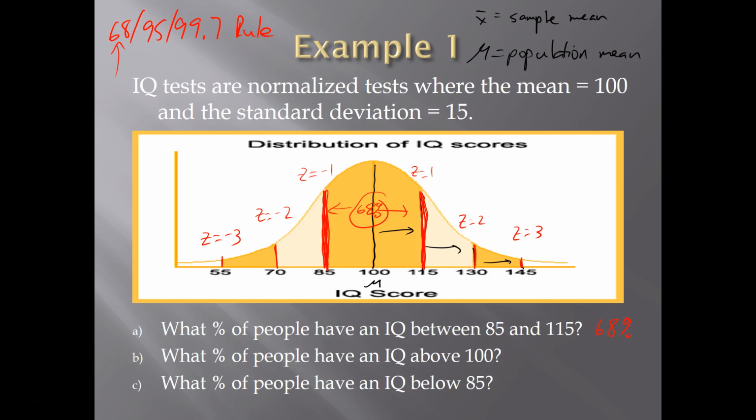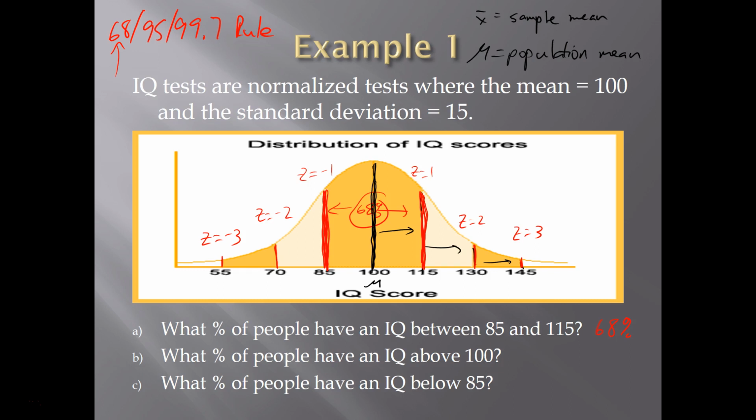All right, let's look at part B. What percent of people have an IQ above 100? Now, you might be tempted to actually put in those percentages, but there's a much easier way. Remember, this is the median. That 100 going right down the middle, this IQ score, 100, is the population mean mu. But remember, in a normal distribution, the mean, the median, and the mode are all the same.